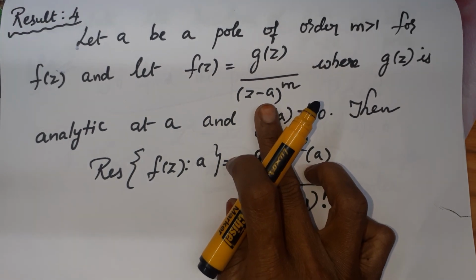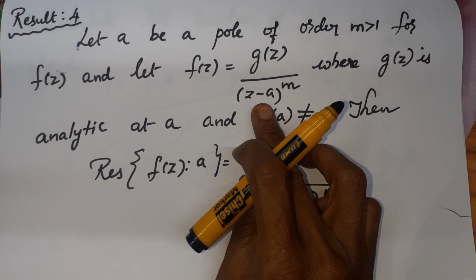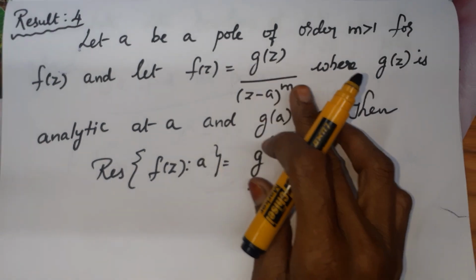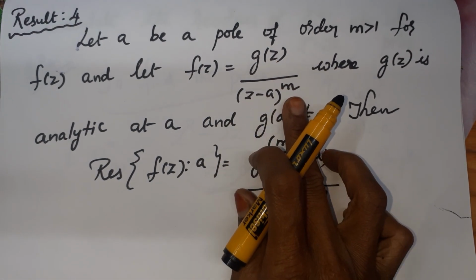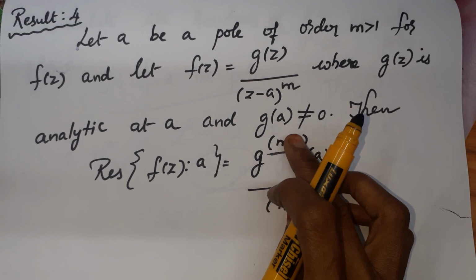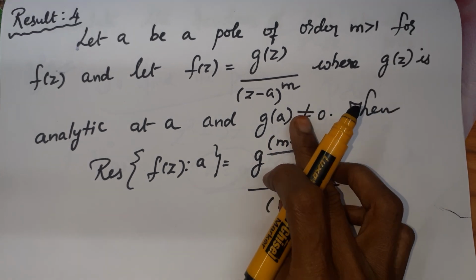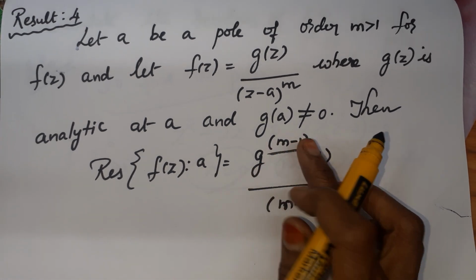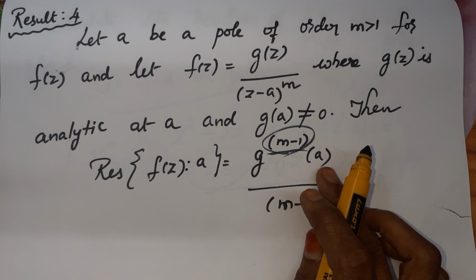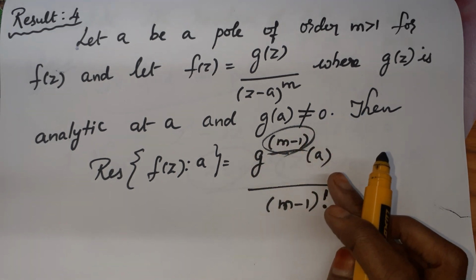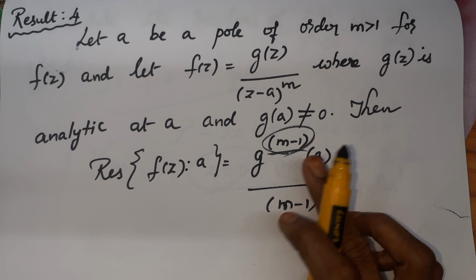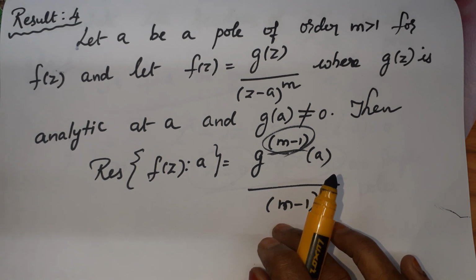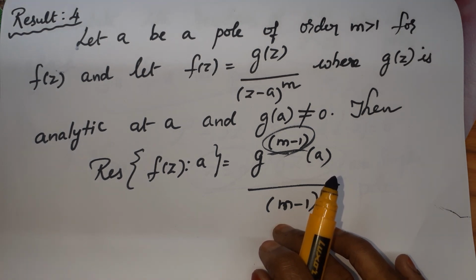So whichever we have taken as the pole, only that factor should be separated and kept in the denominator. Whatever else we have, you combine that together as g of z. So if it is g of z by z minus a the whole power m, we have to make sure g of a is not equal to 0. So the residue of f of z at the pole a is equal to g power m minus 1, that is, after differentiating g of z m minus 1 times, we have to substitute z equal to a, divided by m minus 1 factorial. So this is the format which we are going to use for this problem, okay.